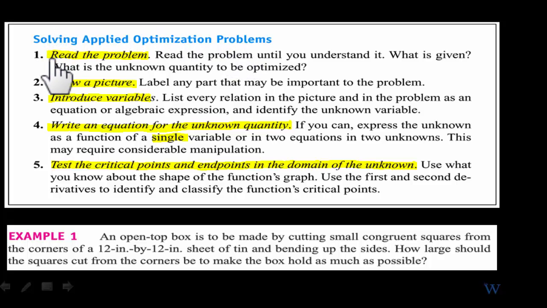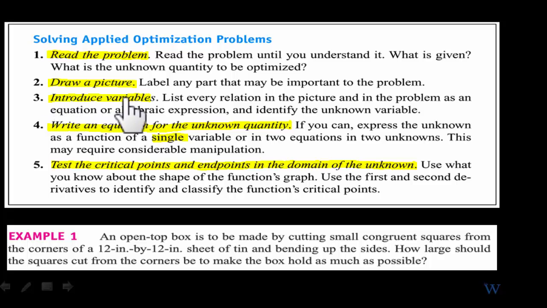The first thing we need to do is read the problem, and make sure you understand it. Find out what's given, and then what is the unknown that you want to optimize. In other words, what is the unknown that you want to minimize? It could be the volume, surface area, and so on and so forth. Draw a picture. Label any part that may be important to the problem.